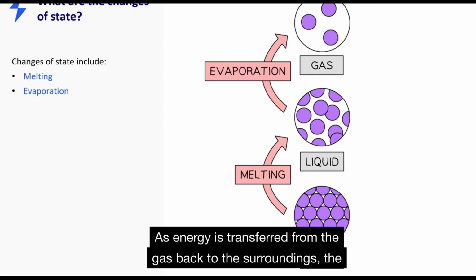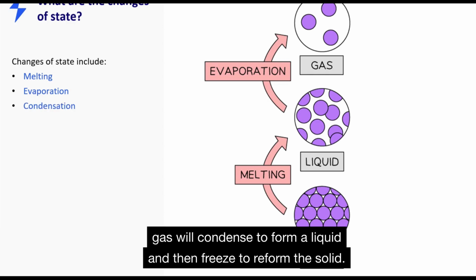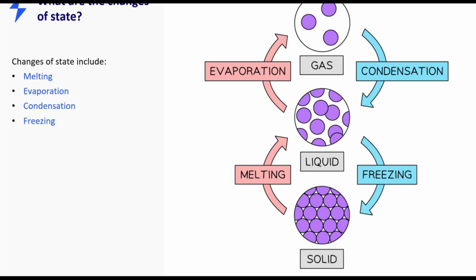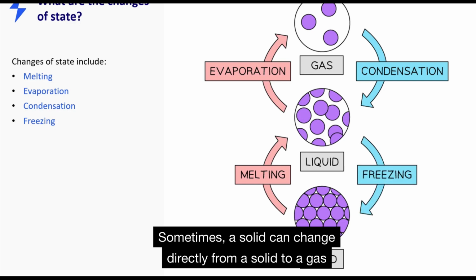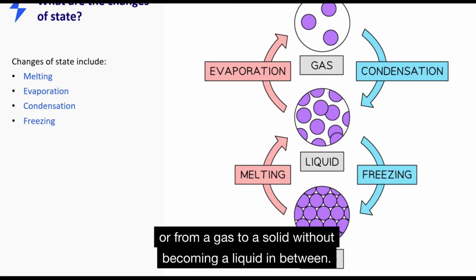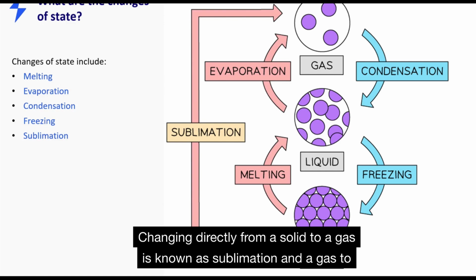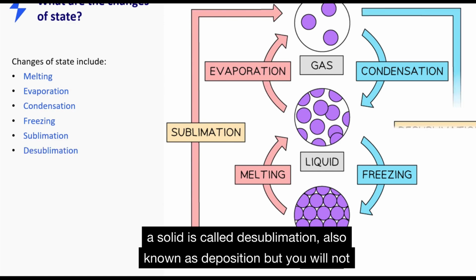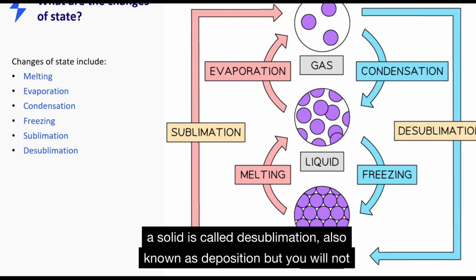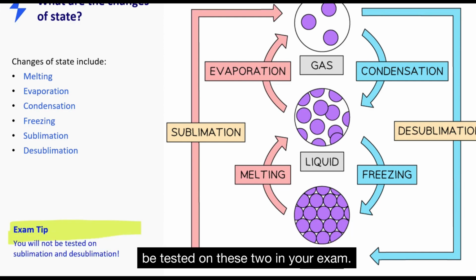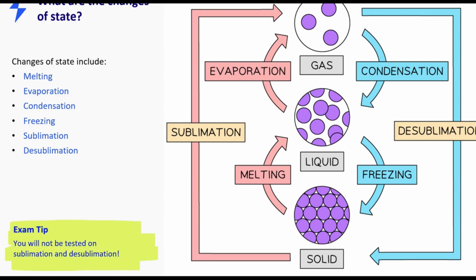As energy is transferred from the gas back to the surroundings, the gas will condense to form a liquid, and then freeze to reform the solid. Sometimes a solid can change directly from a solid to a gas, or from a gas to a solid, without becoming a liquid in between. Changing directly from a solid to a gas is known as sublimation, and a gas to a solid is called desublimation, also known as deposition, but you will not be tested on these two in your exam.